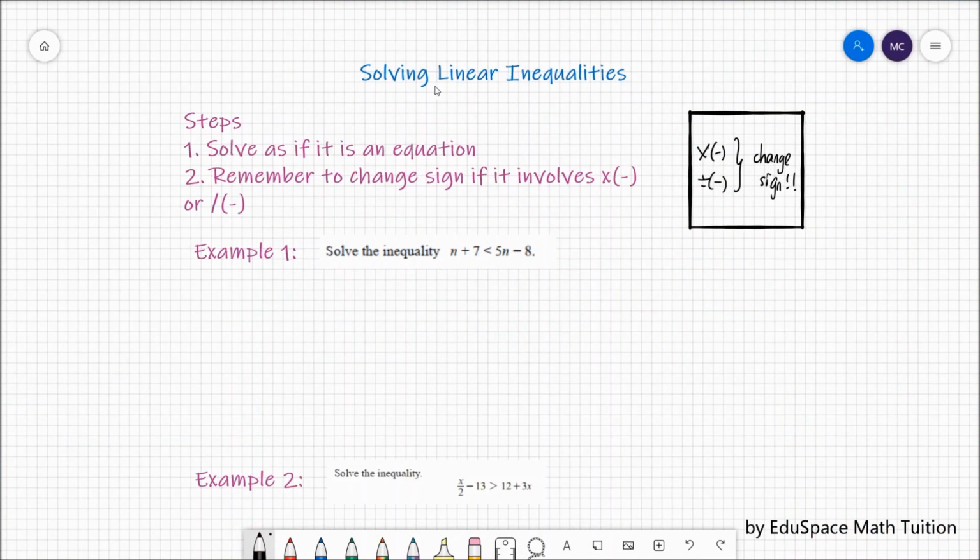Hi guys, let's learn how to solve linear inequality. Solving linear inequality is actually very simple because the steps are almost very similar to linear equation solving. What you need to be aware of is just when you need to change the sign.